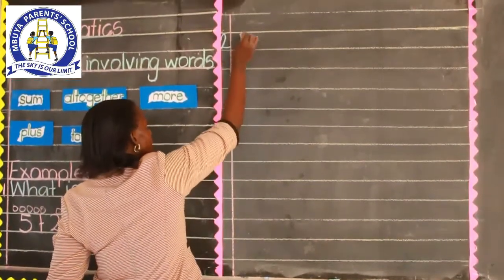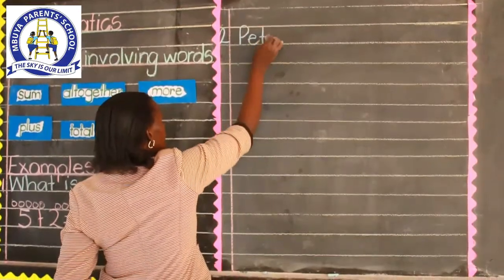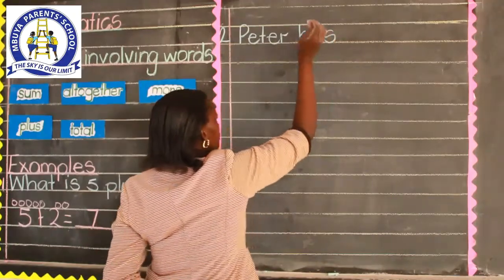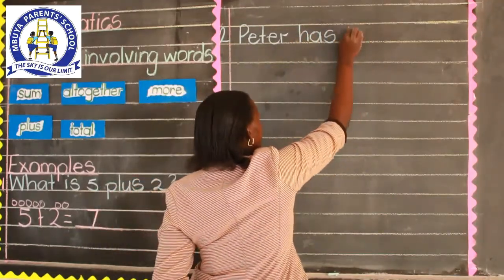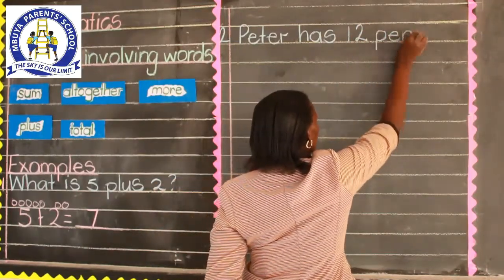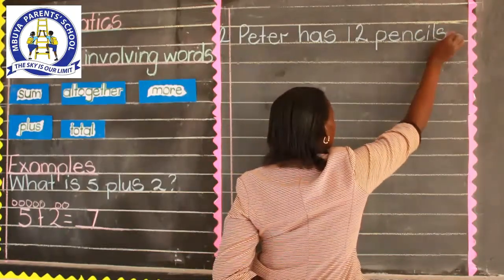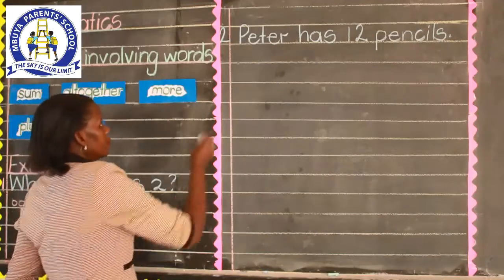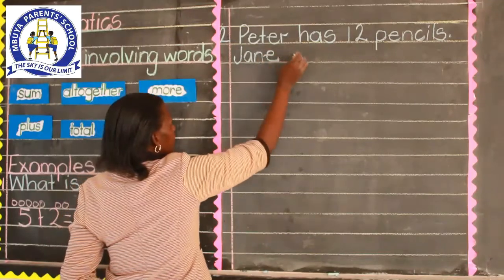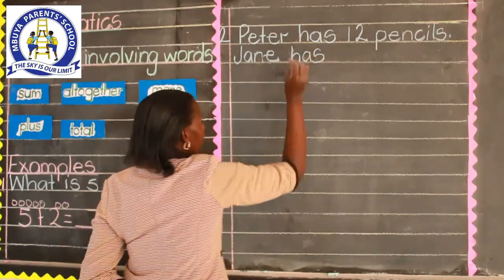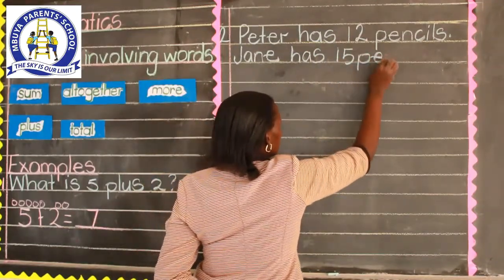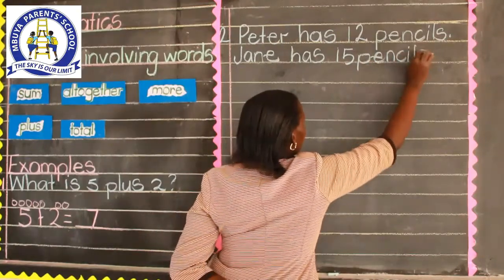Let's use the name Peter. Peter has 12 pencils. Let's look at Jane also. How many pencils does Jane have? Jane has 15 pencils.